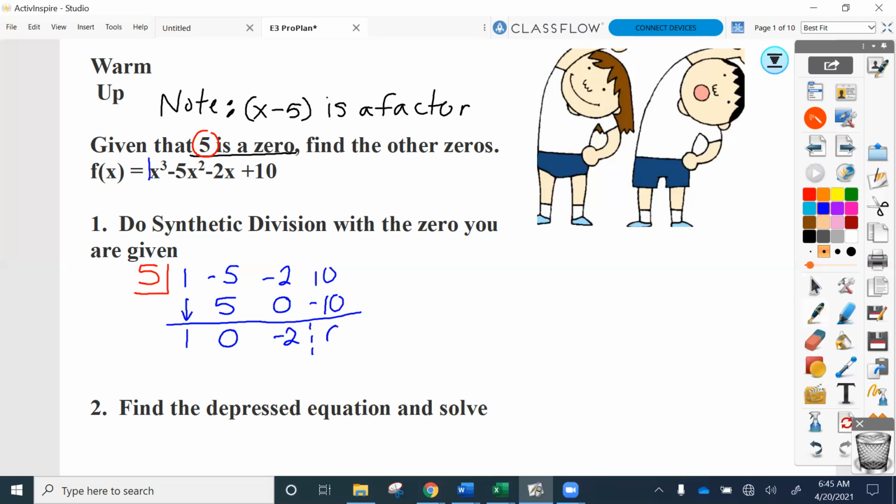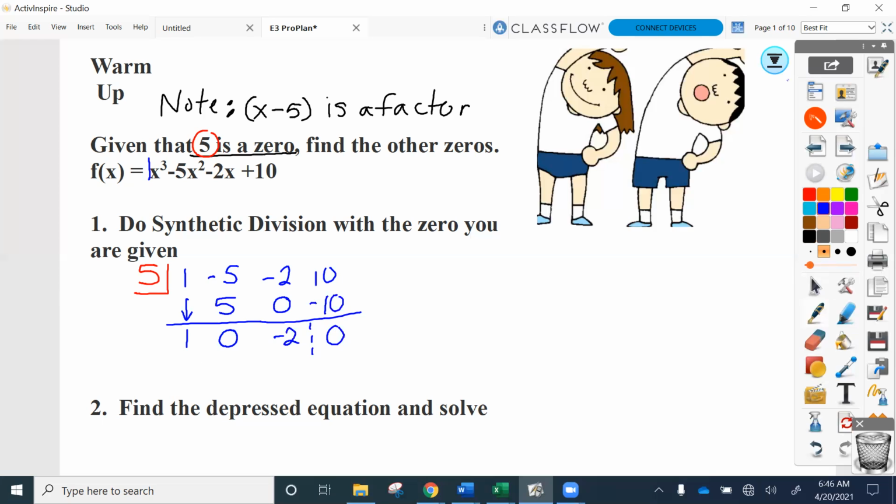And no surprise here, since we knew that 5 was a 0, we know that if we divide by the 0, we should get a 0 remainder. If we don't, we did the synthetic division incorrectly. Okay, so we already kind of knew this, but what the result of the synthetic division does is it gives us the depressed equation.